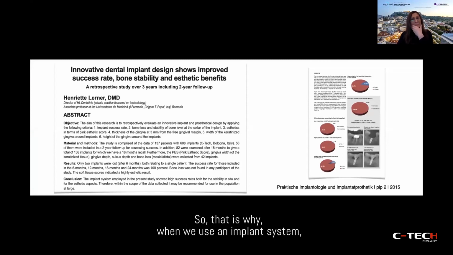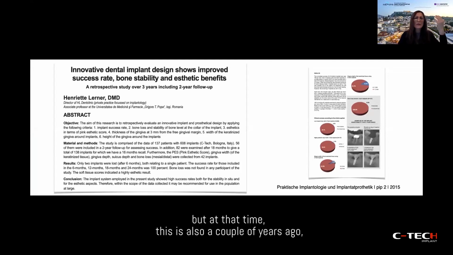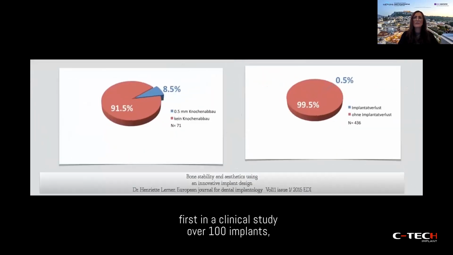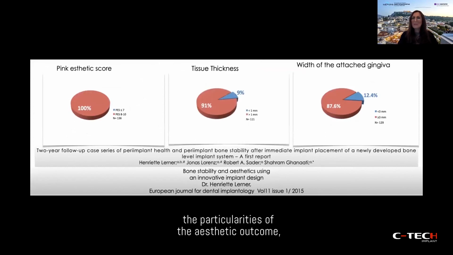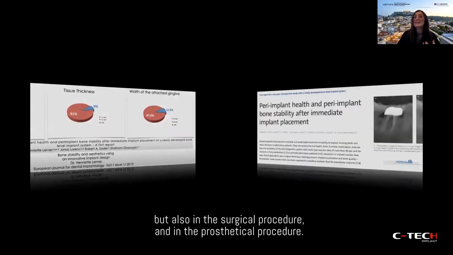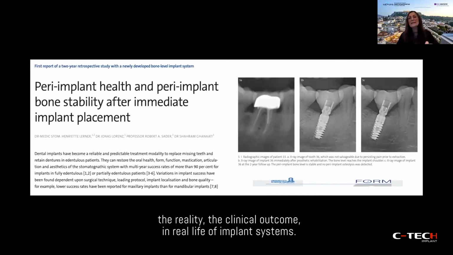So that is why, when we use an implant system, and now we know a lot about it, but at that time, and this was also a couple of years ago, we checked the properties of an implant system first in a clinical study over 100 implants, and we evaluated the success rate, the bone loss, and the particularities of the aesthetic outcome, based on surgical methods and on some parameters which we use not only in the choice of the implant system, but also in the surgical and prosthetic procedure. So those are all studies which cemented and checked the reality, the clinical outcome in real life of implant systems.